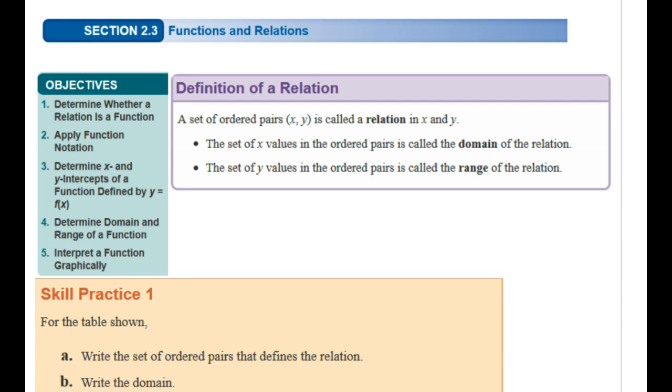So we're going to first talk about our objectives. We're going to determine whether a relationship is a function. So we're going to define what makes a function and then look at various examples. We're going to look at just points. We're going to look at an algebraic representation of a relationship, and then we're going to also look at a graph and be able to say, is this relationship a function?